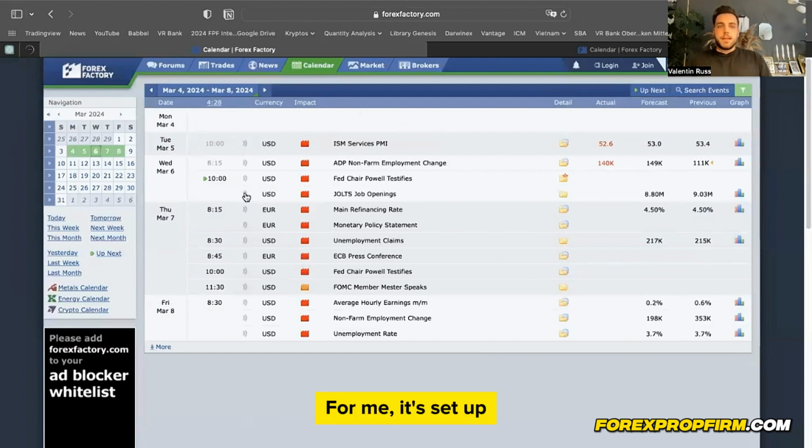For me, it's set up to New York time zone because my TradingView is set up to that time as well, because I'm only trading the New York session. So for me personally, this is only interesting for the New York session.